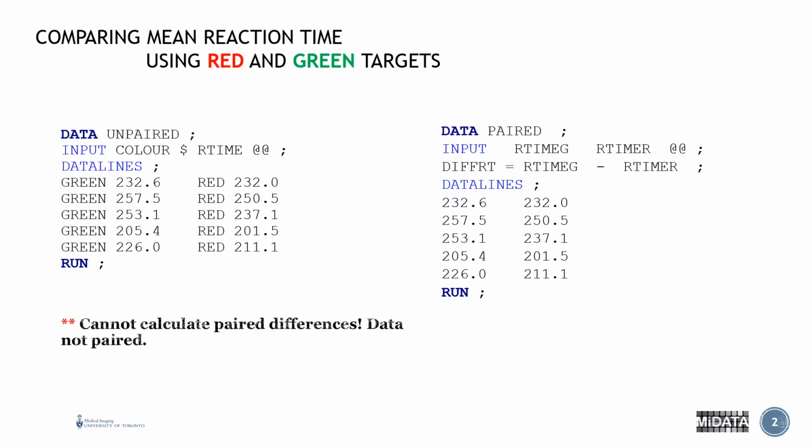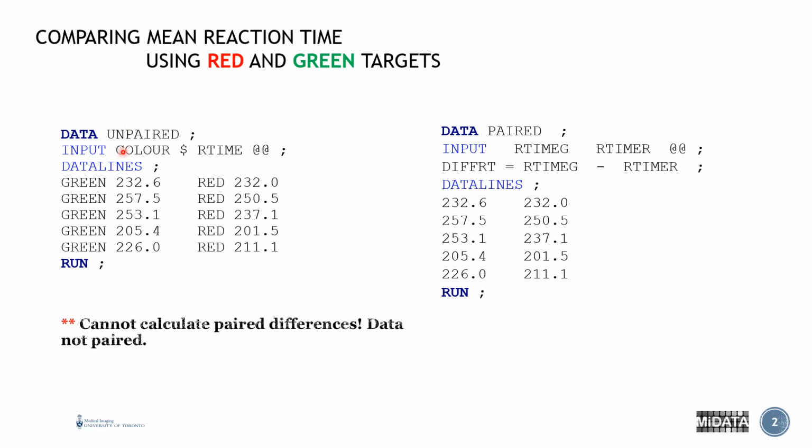Let's put some of this association knowledge of ours to work. As always, we start with an example, and this time we're comparing mean reaction time using red and green targets. This is simply a target that comes up on the screen, and you click as quickly as possible using your mouse, which is the correct color. Now we have two data sets.